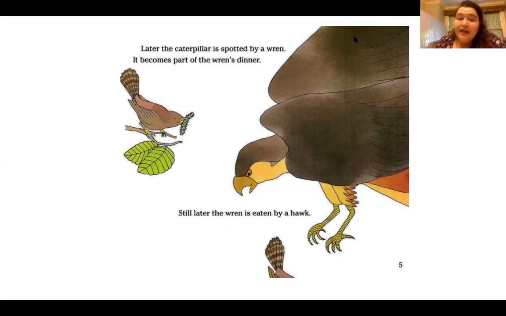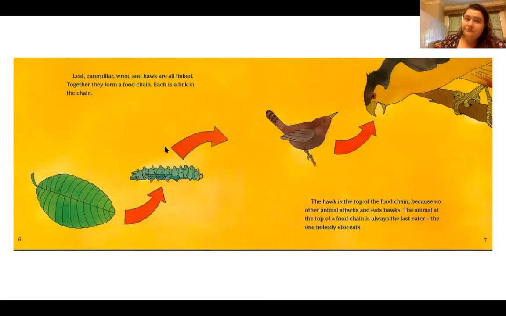So a hawk is a bigger bird, and the hawk eats the wren, where the wren ate the caterpillar, and the caterpillar ate the leaf. Leaf to caterpillar to wren to hawk are all linked. Together they form a food chain. Each is a link in a chain. The word food chain is very important. A food chain just tells us what eats what. So the caterpillar eats the leaf, the wren eats the caterpillar, the hawk eats the wren.